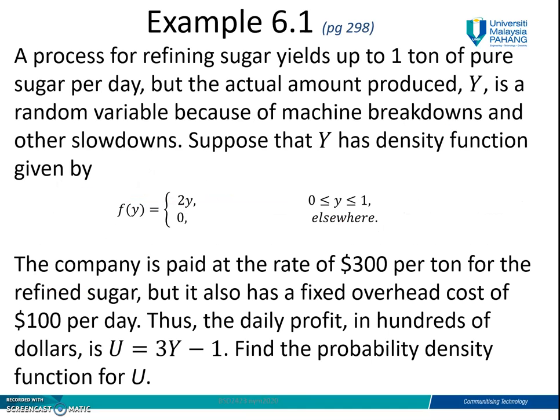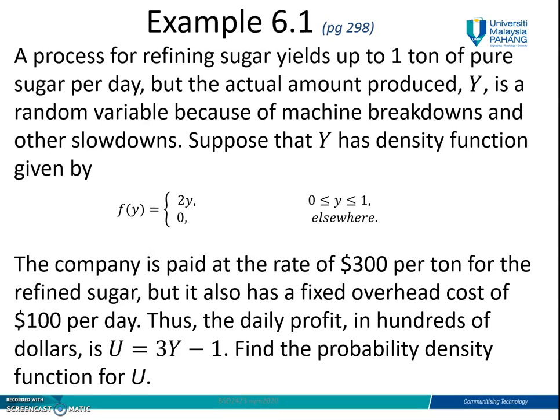Now look at example 6.1, page 298. A process for refining sugar yields up to 1 ton of pure sugar per day, but the actual amount produced, Y, is a random variable because of machine breakdowns and other slowdowns. You can see here the study is about the process of refining sugar yielding up to 1 ton of pure sugar per day. However, the actual amount produced is Y, due to machine breakdown or other slowdown.